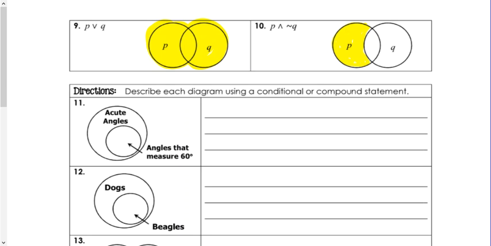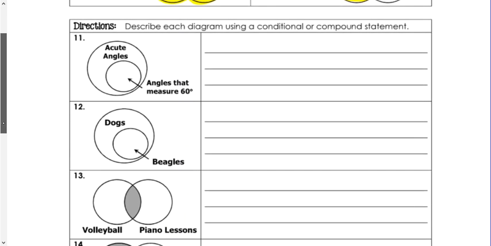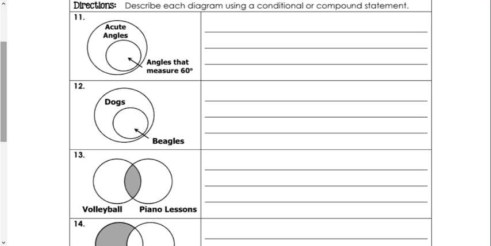But number 10, P and not Q. So I should be shading in the P section, but I have to take out the part that includes Q, which is that middle section. Okay? So the last thing is describe each diagram using a conditional or a compound statement.